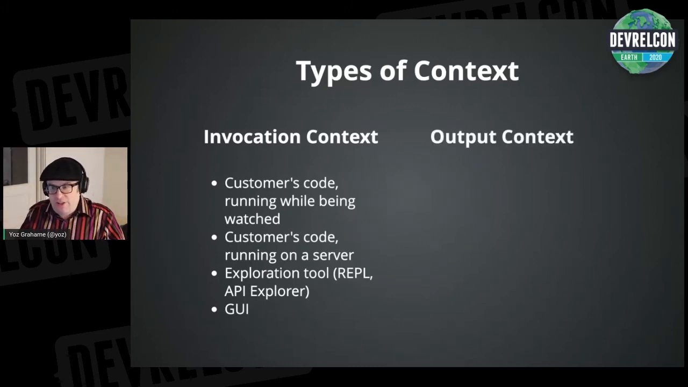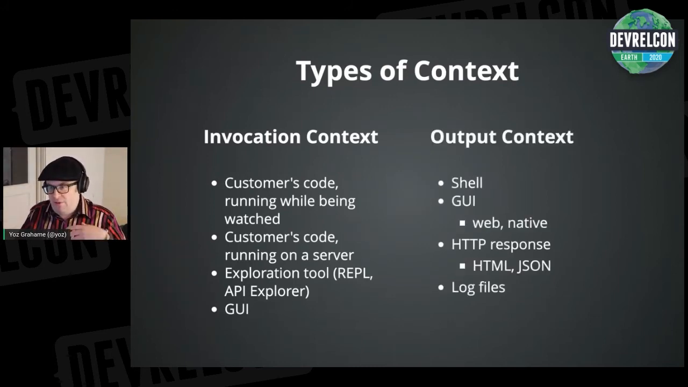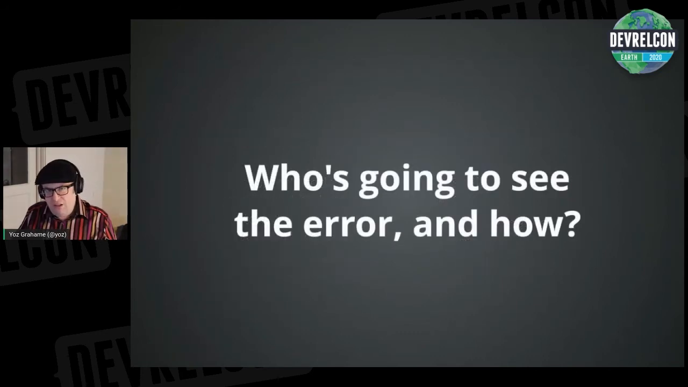And the output context, how it's displayed. Well, so you've got the shell, you've got GUIs, as I mentioned, you've got the HTTP response if you've got a web API. So this could be part of the JSON or an HTML error, and log files, which are really the most common places for most errors to end up, certainly by quantity, but they're also an important place that might not get checked properly. So as with all communication, you need to think about the audience. Who's going to see the error and how?